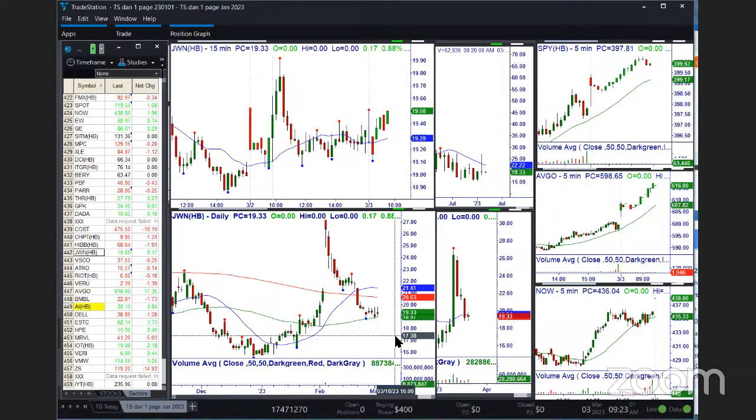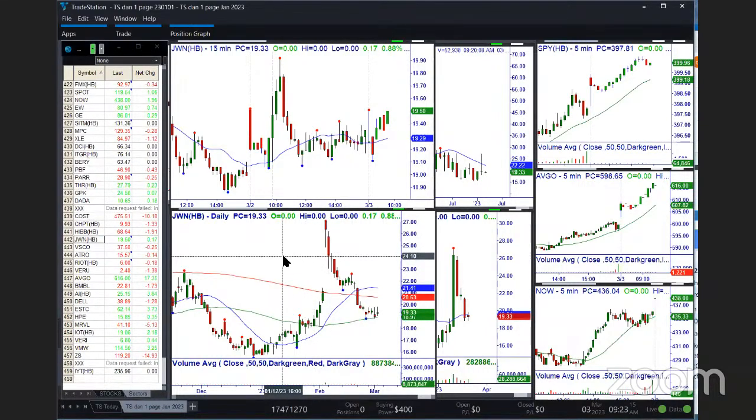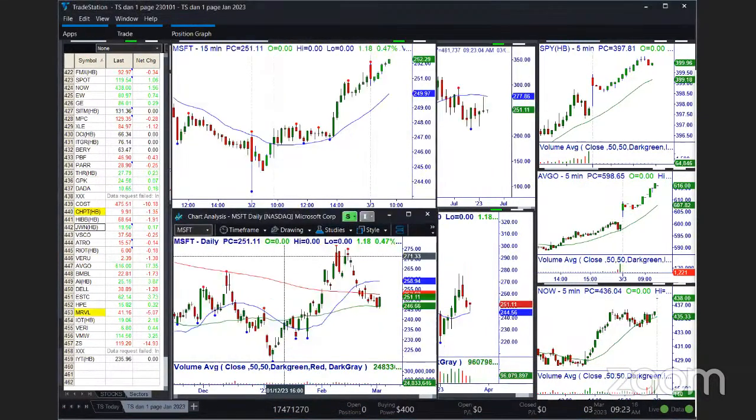Nordstrom here been beat up. Wow, that was kind of like a monster measured move down. I set an alarm at 1970. If it can take out yesterday's high, then it's a no-brainer put spread. Oh, I gave Microsoft last night as a put spread.